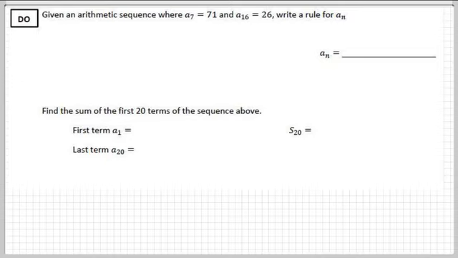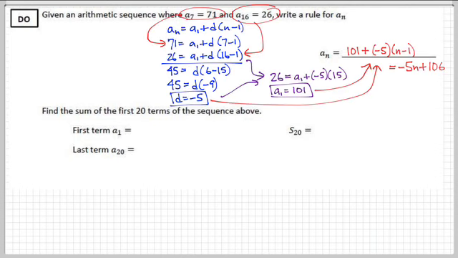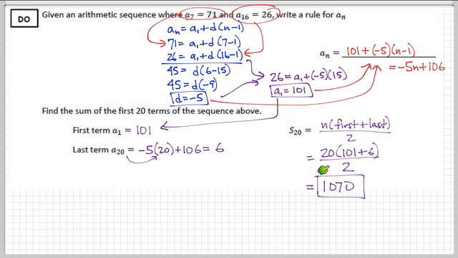Okay, I'm going to pause it again, do these. Unpause in 1, 2, 3. We find that our rule is negative 5n plus 106. Let's find the sum of the first 20 numbers. We get 1070.